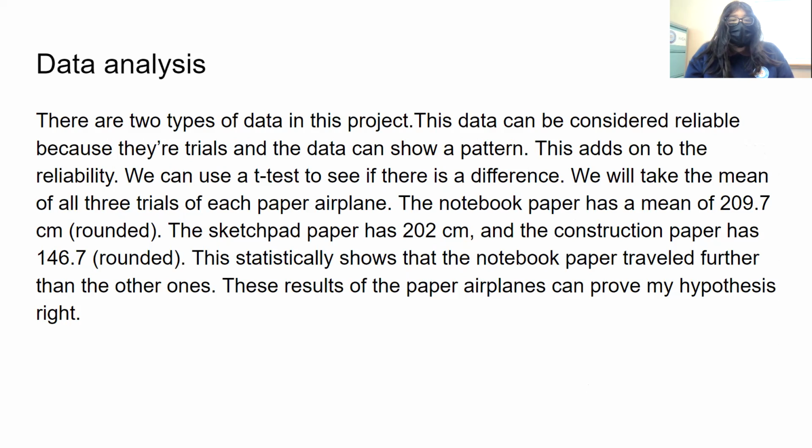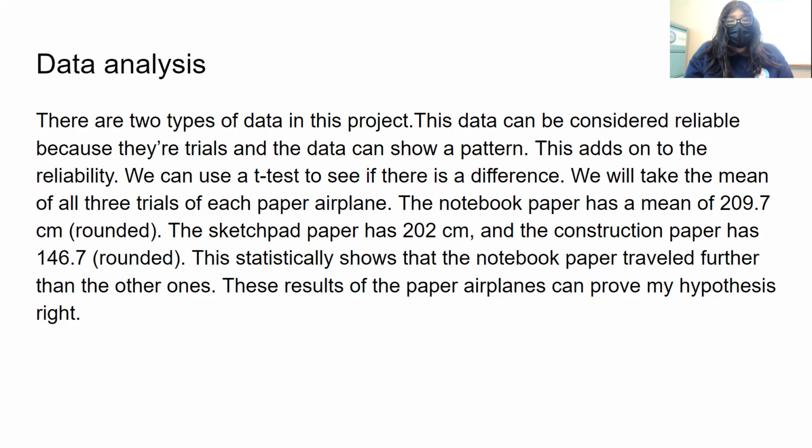There are 2 types of data in this project. This data can be considered reliable because they're trials and the data can show a pattern. This adds on to the reliability. You can use a t-test to see if there's a difference. We'll take the mean of all 3 trials of each paper airplane.